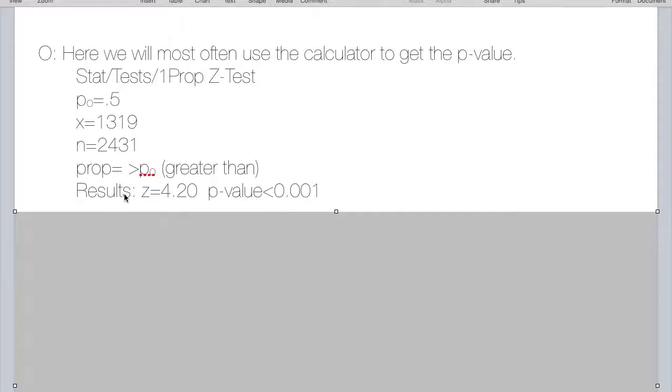Our results, obviously the z was equal to 4.2, and the p-value, we're just going to write it this way because it's less than 0.001. So it's less than 1 out of 1,000. So extremely small probability in this case. A couple of things I want you to recognize when you see a p-value like that. Number one, your results are very rare. They're very unlikely to occur given the standard scenario.